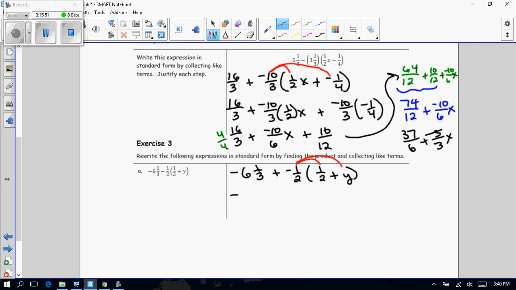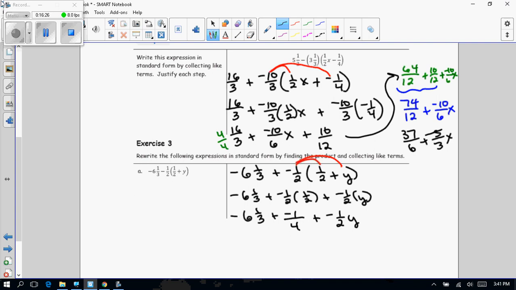So my negative 6 1/3 stays. Negative 1/2 times 1/2 plus negative 1/2 times y. Okay, the negative 6 1/3 is going to stay. Not going to do anything to that. Plus negative 1/2 times a positive 1/2. So just multiply across. 1 times 1, I'm going to have negative 1, and 2 times 2 is 4. Plus, this becomes negative 1/2 y. Okay, no big deal with that.